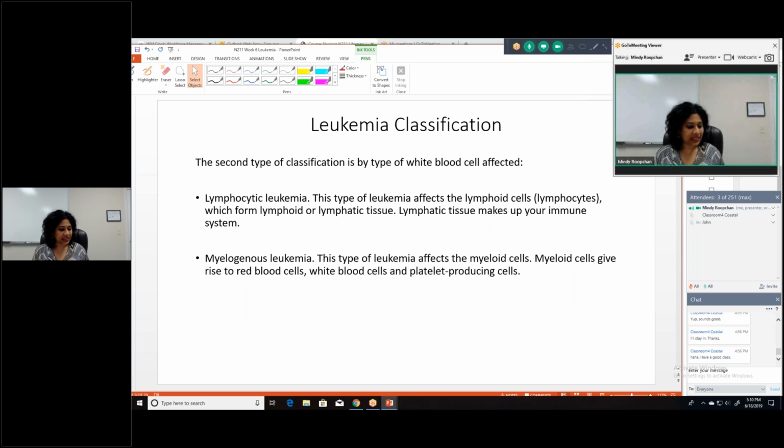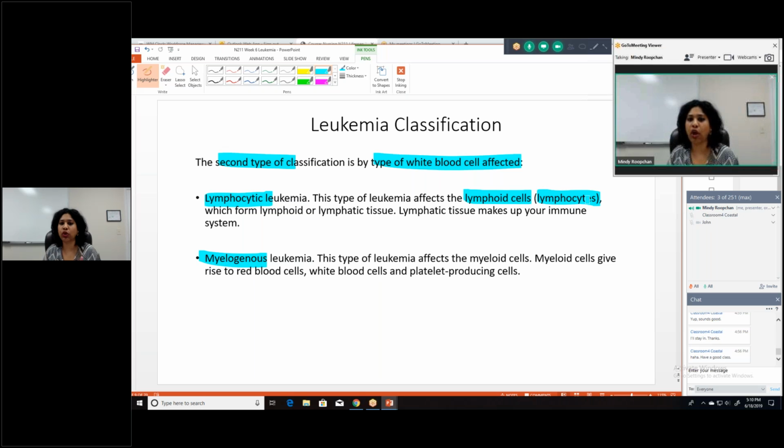Okay, so the second type classification is by the type of white blood cells that are affected. So we have lymphocytic, we have myelogenous. Lymphocytic leukemia affects your lymphoid cells or your lymphocytes. And do not get thrown off by words. All I need you guys to do is break up the words. Cytes meaning cells, lymph meaning like the lymphatic system. So break them up, that way it's easier for you to understand what they mean.